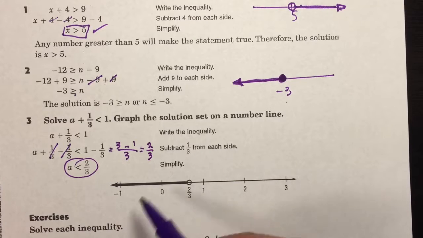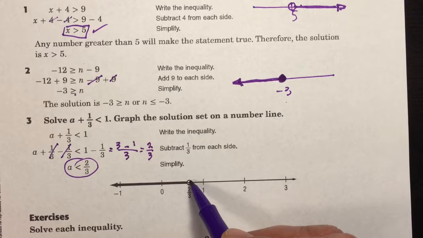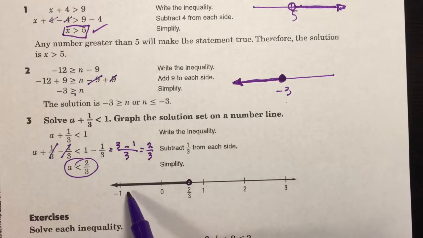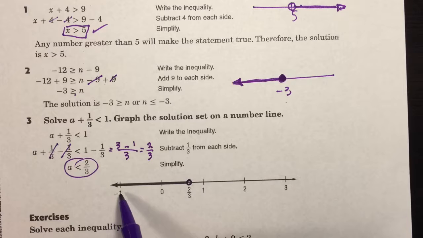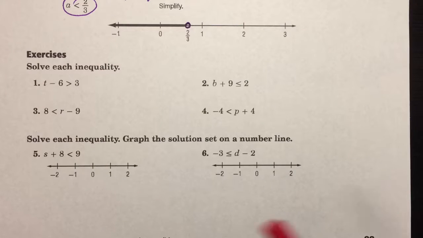This is my solution. I find 2/3 on the line, and since it's going to be less than and not equal, the dot is going to be hollow with everything to the left. Every a less than 2/3 is going to make this inequality a true statement. For number 1, solve each inequality.